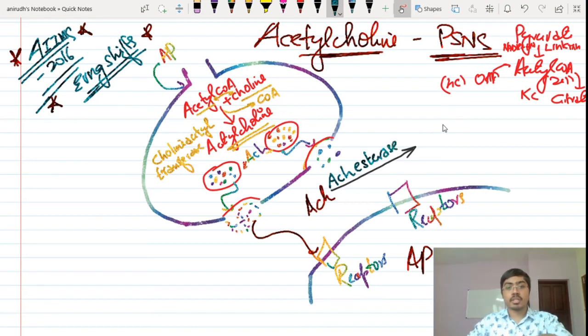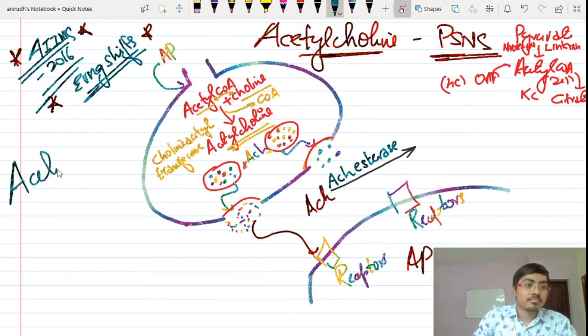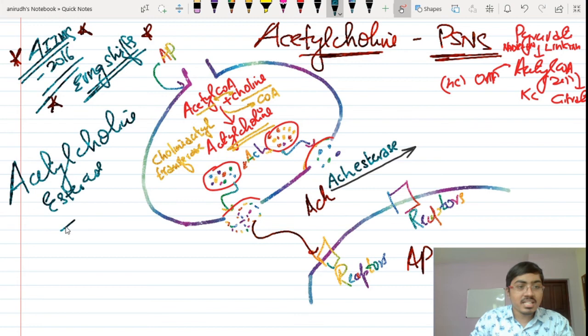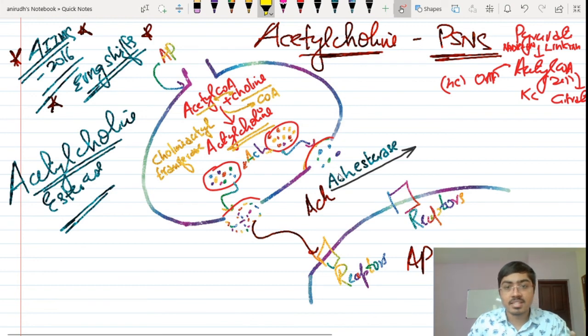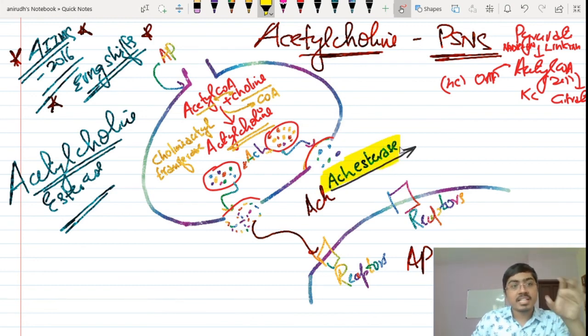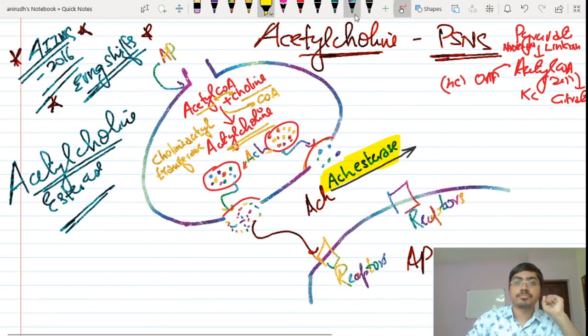ACh means acetylcholine, and esterase is esterase itself. This is an esterase type of enzyme. So that's it, acetylcholine esterase. So the question in AIIMS was something like, which of the following enzymes will degrade acetylcholine to stop its action after the action is completed in the synaptic cleft? Your answer is acetylcholine esterase. This is a question that was asked in the AIIMS exam, which is very important. It can be asked again in the NEET exam also.